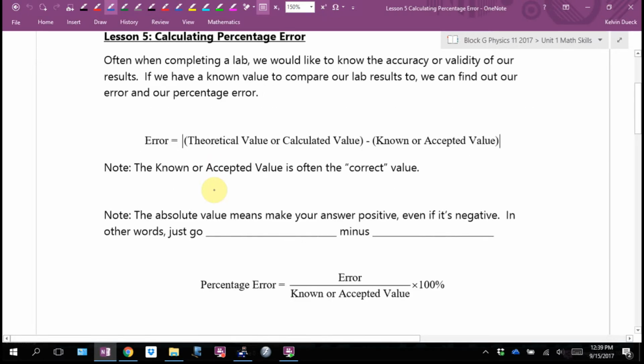Error is defined as the theoretical or calculated value, what your lab discovered, what you measured, minus the known or accepted value, what you know is correct. Except you take the absolute value of that. That's what these vertical bars mean.